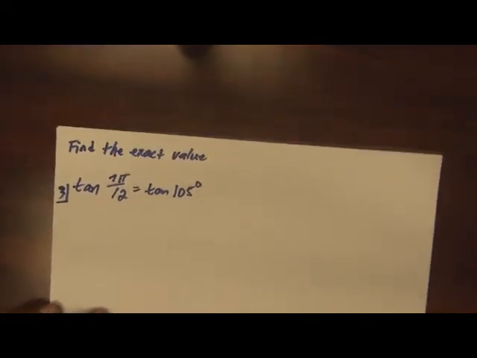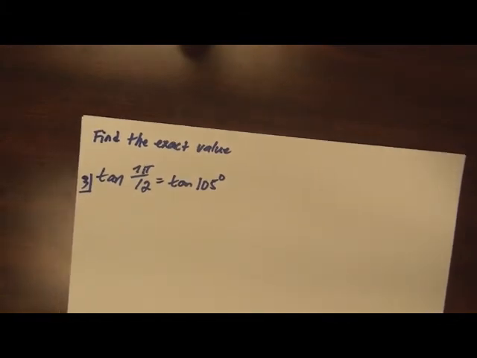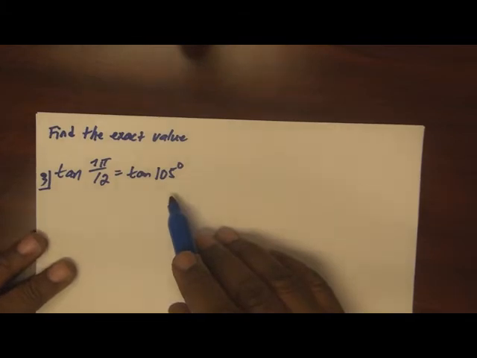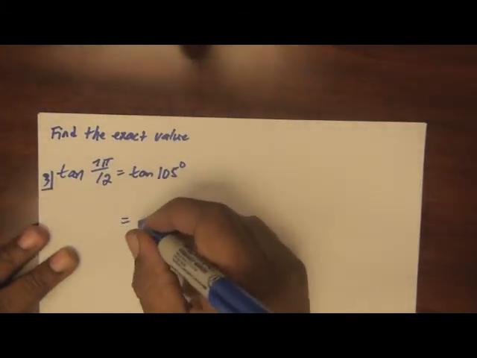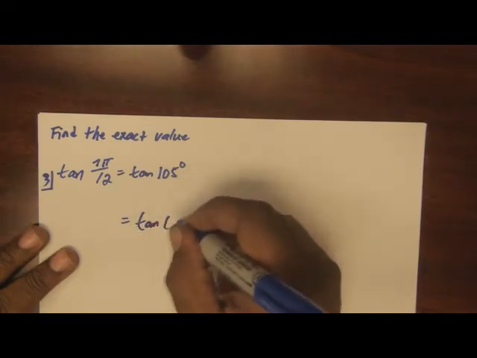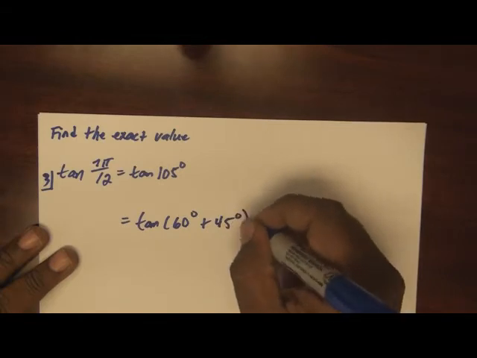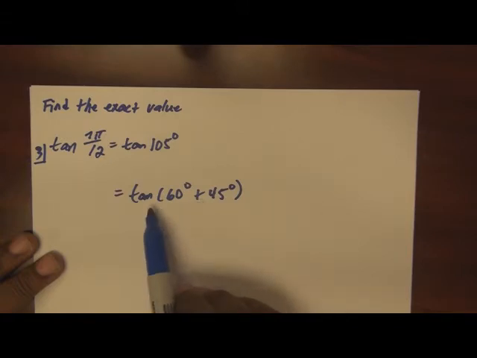If you look in your unit circle, you'll notice once again that there is no 105 degree angle. So we'll use a combination of angles that gives us 105 degrees. So I'll simply rewrite the tangent of 105 degrees as the tangent of 60 degrees plus 45 degrees. And if you look closely at the expression, this is a sum of tangent formula.